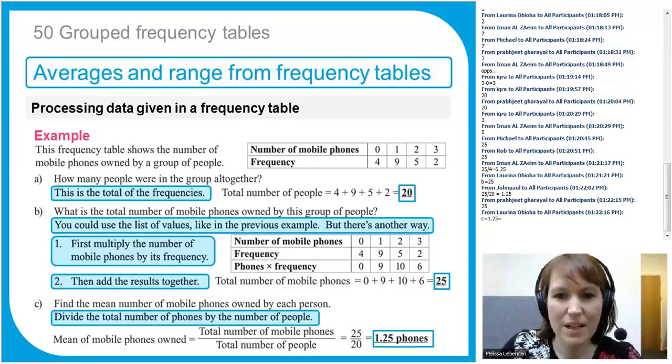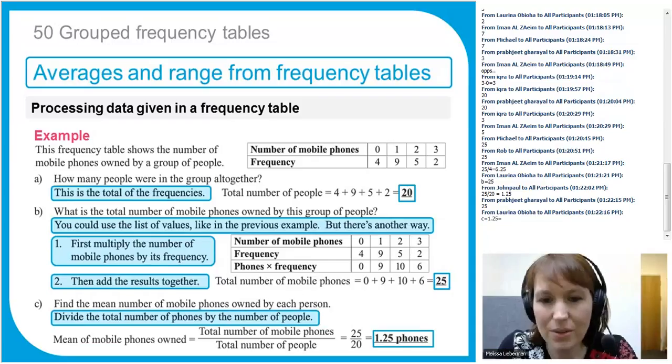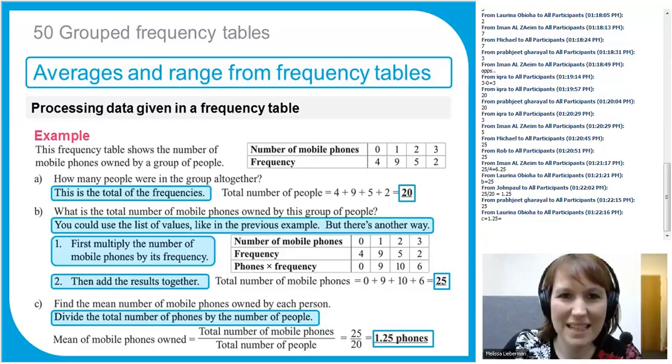Good. Right. Now, what happens when we have class intervals? So here we know 4 people have got exactly no phones, 9 people have got exactly 1 phone, and so on. But what happens with those tables where we've got the data in intervals? Things get a little bit tricky.